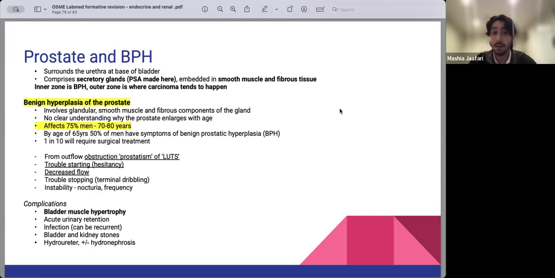So benign prostatic hyperplasia is basically an increase in the size of the prostate, but it's not malignant. It's thought to be to do with age, and it affects a lot of men.